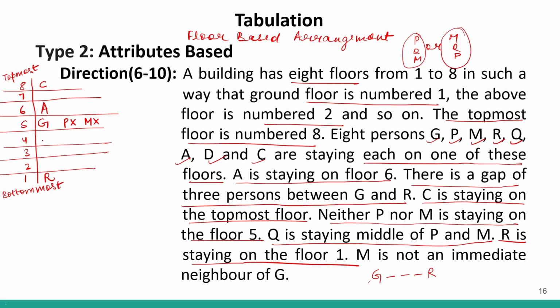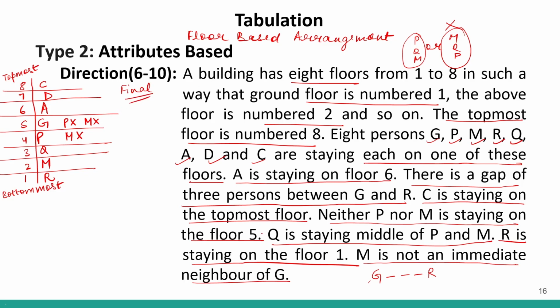So, we have 3 positions, 4, 3 and 2. Here we can have PQM or we can have MQP. Now, look at this data. This says M is not an immediate neighbor of G. So, if M is not an immediate neighbor of G, that means M cannot come here. So, this is the wrong arrangement, and we will have P, Q, M here. The only person remaining is D. So, D will come over here. This will be my final arrangement.